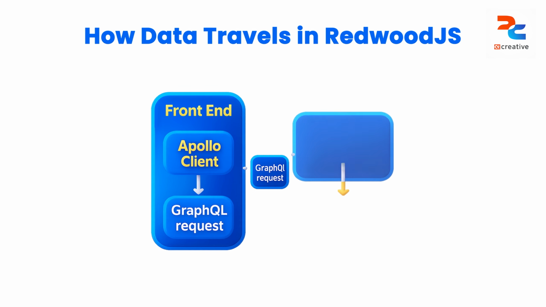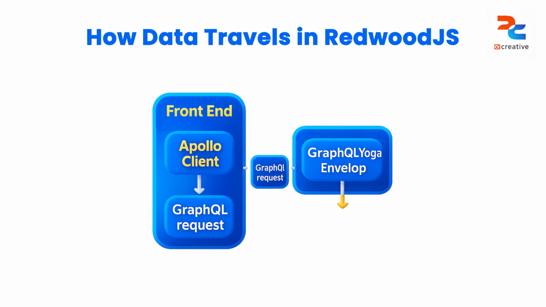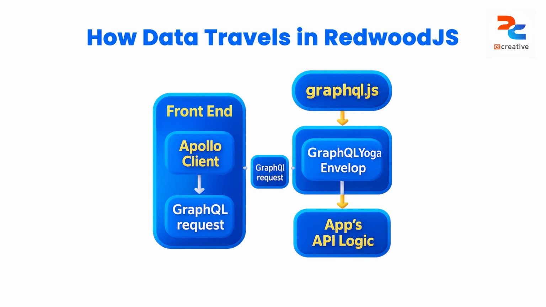Now on the server side, Redwood uses a tool called GraphQL Yoga, powered by Envelop, to receive that request. These tools act like the gatekeepers for all your data requests. The request enters through a file called graphql.js located in api/src/functions. This file acts as the entry point to your backend GraphQL API.